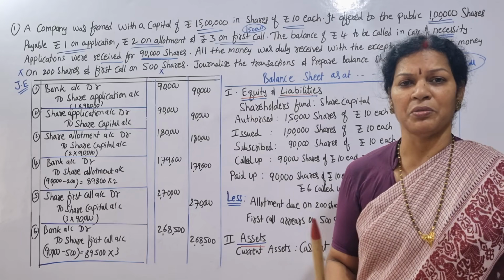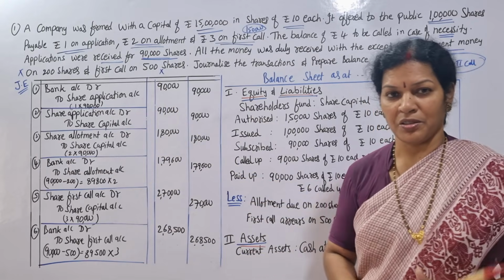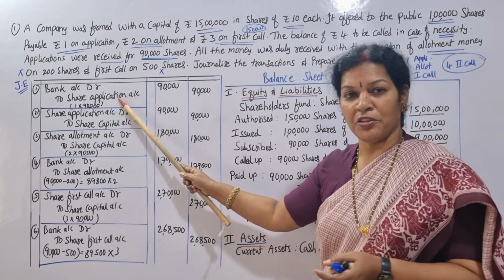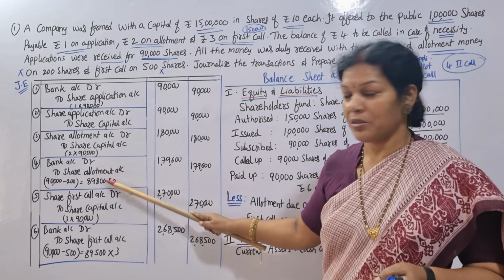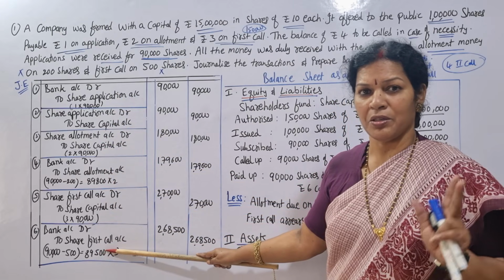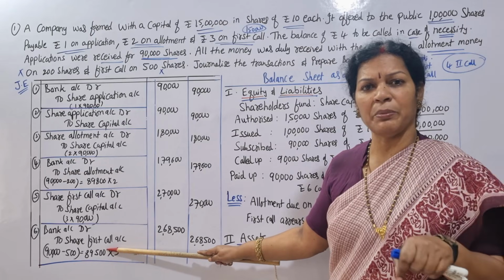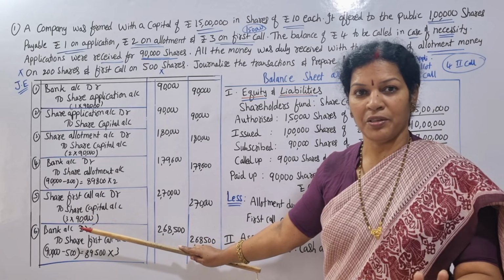The second or final call amount is not yet decided. They don't want to receive it now. So we have taken only 6 entries. First one is application, 2 entries. Allotment, 2 entries. First call, 2 entries. Second or final call we are not taking because they are not interested right now. When the requirement is there, they will do it. So that is why we ignored it. Did you understand up to here?